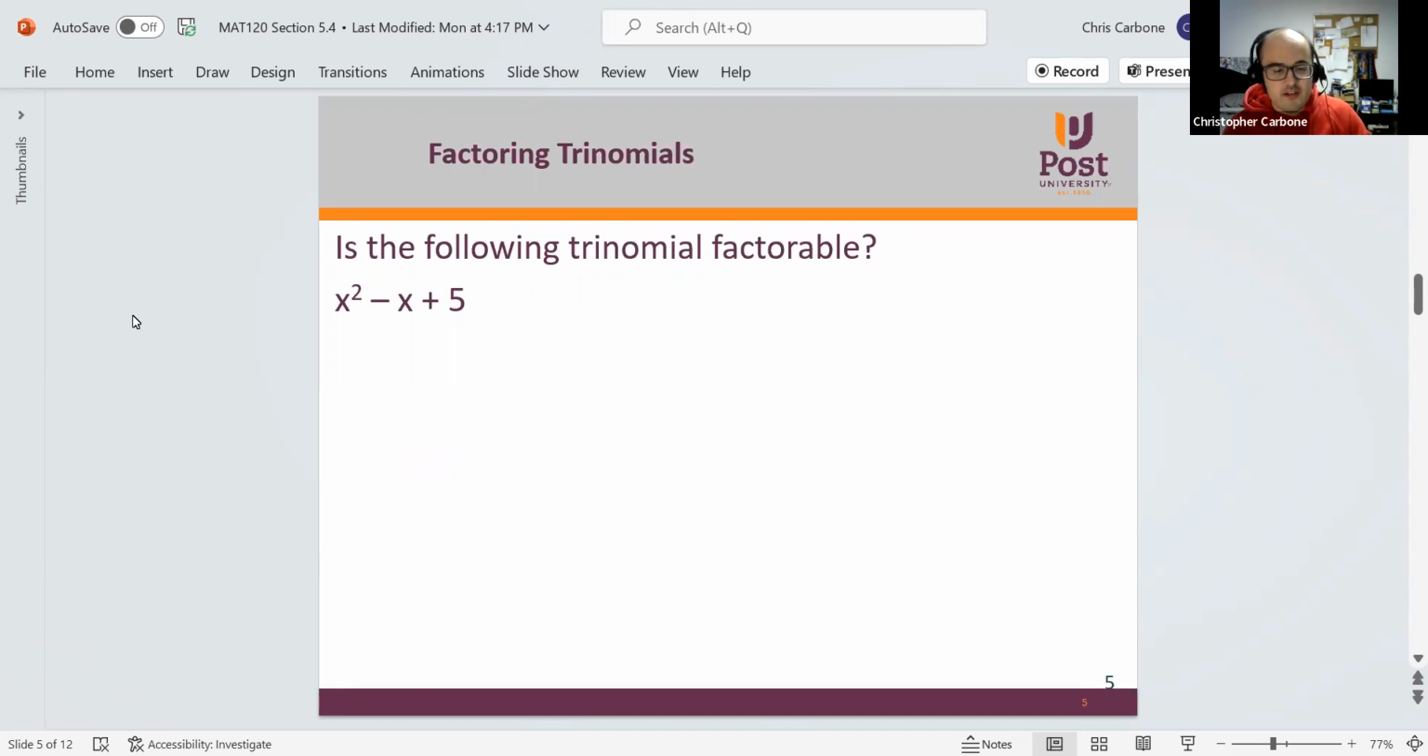Now I have, is this trinomial here factorable? The only factors of 5 are 5 and 1, and they don't somehow combine to make a 1. So this would be a no. This would be prime over the set of integers.